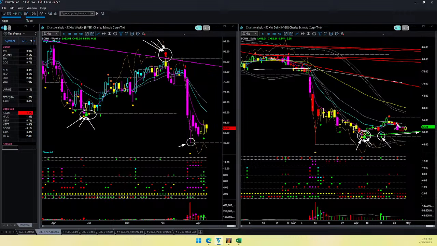The traffic light color changed from red to yellow. If it goes up next week, it will turn green, and that may also be a buy point. And if you are following the stock for a while, if you have confidence in Schwab, you could buy it on Friday also. Friday the color changed to yellow. I have a long position in Schwab.